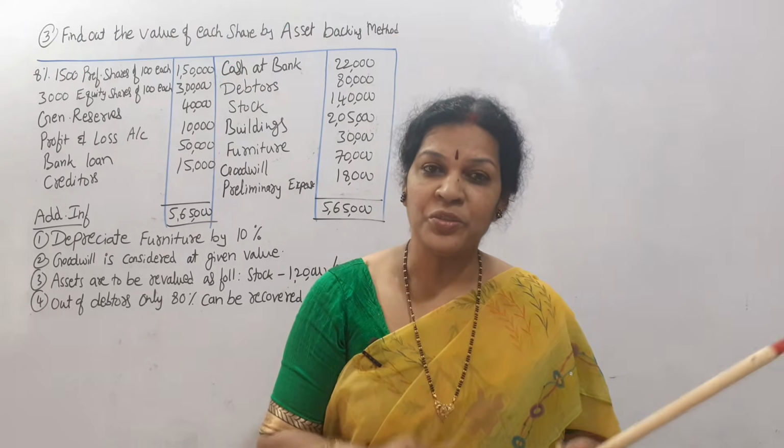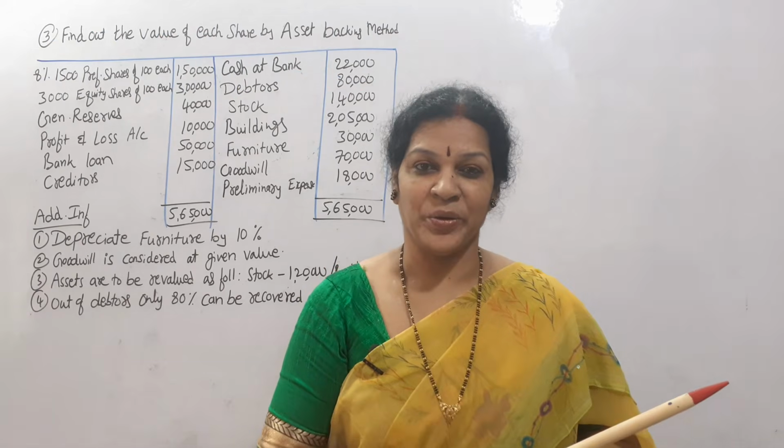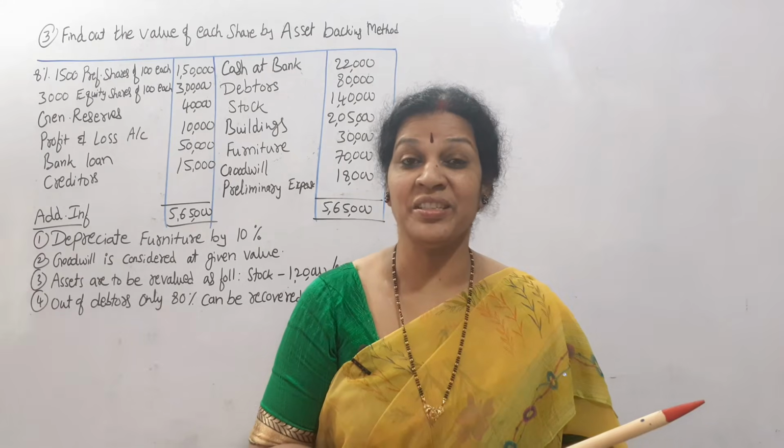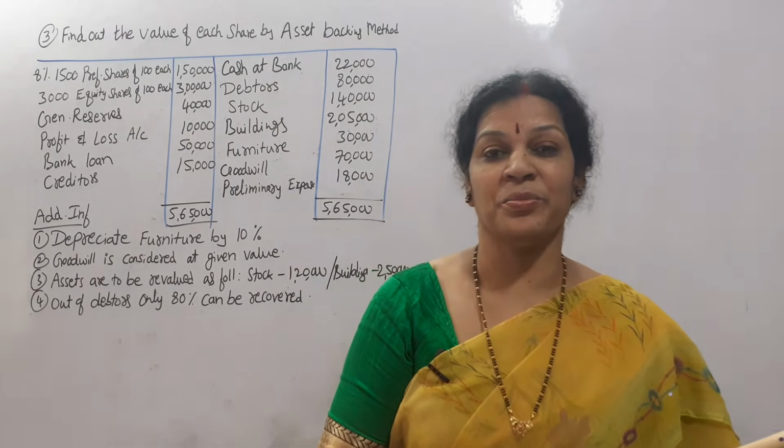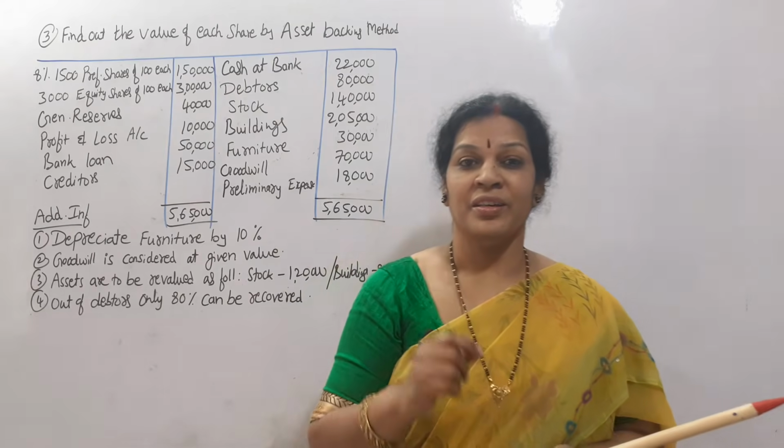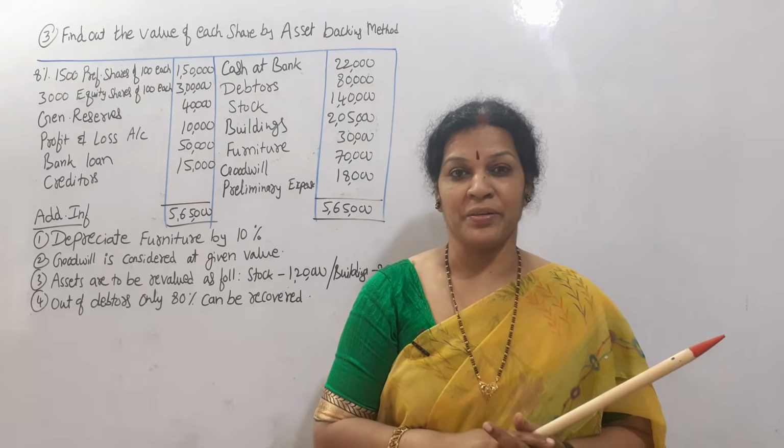So now today's problem is with adjustments, with a lot of adjustments. How do we consider these adjustments while calculating the share value per share?